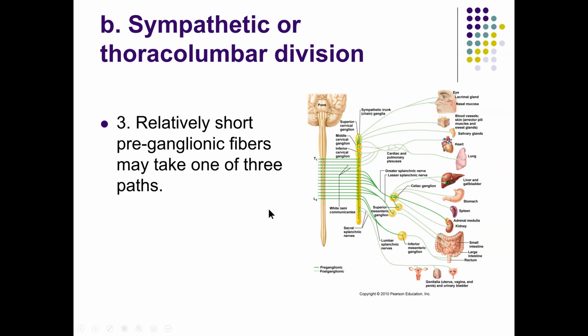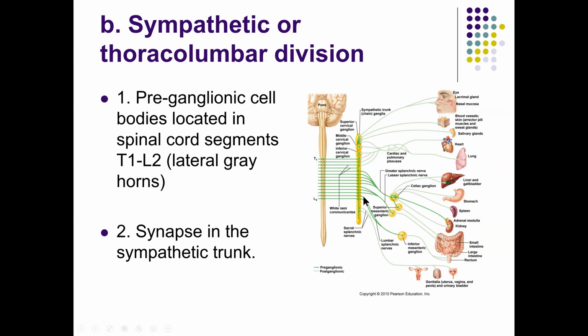Relatively short preganglionic fibers may take 1 to 3 paths. The book doesn't show the picture here, but it will show a picture later on. The sympathetic trunk is a bilateral structure on each side of the spinal cord, or spinal column. And remember, there are always two fibers in the autonomic nervous system. The first fiber, the preganglionic fiber, is going to be very short because it comes from the spinal cord to the sympathetic trunk, which is right outside the spinal cord.